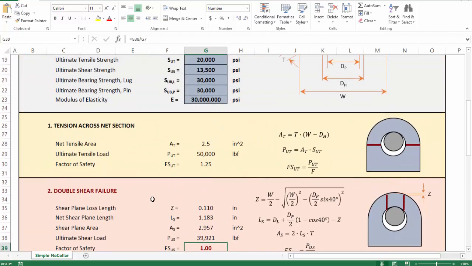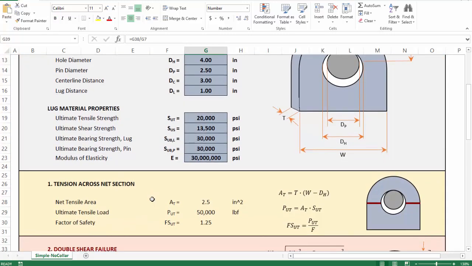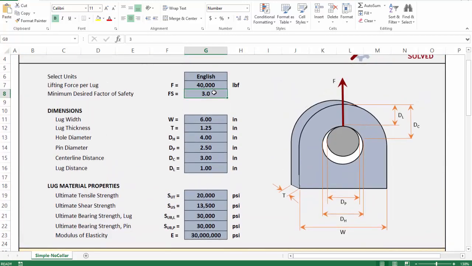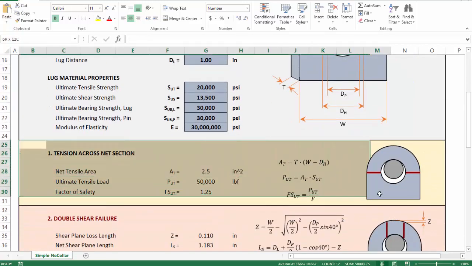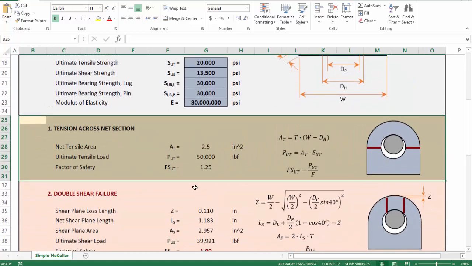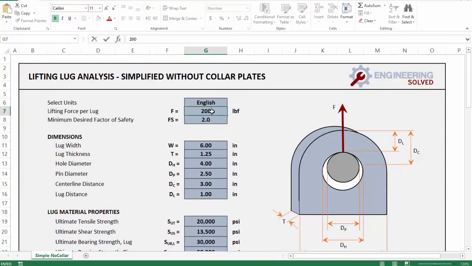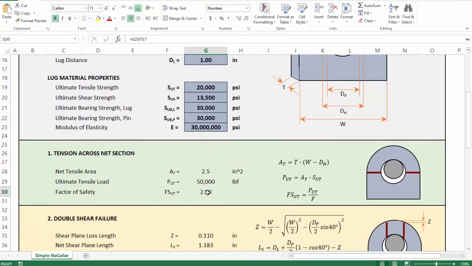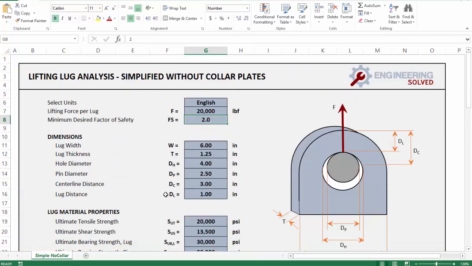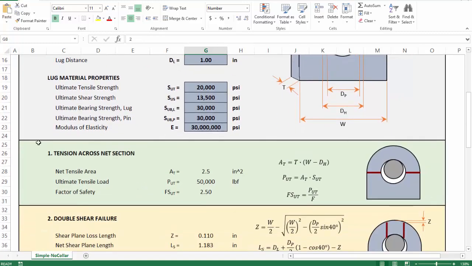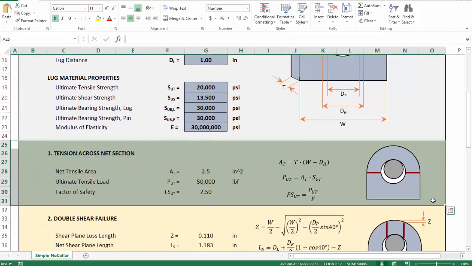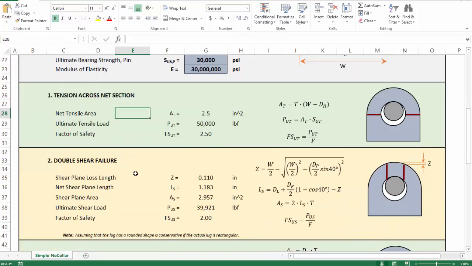Now, if the factor of safety is between 1 and the value that you specify, in this case 3, if it's between 1 and 3, the whole area will change to yellow. And if it is safe, let's say we have a lower requirement and we have a lower load, back to the original load. If it's above the value that you desire, factor of safety, it will turn green for good.